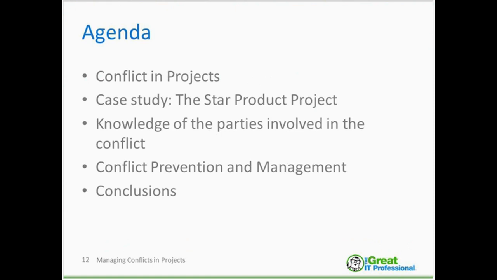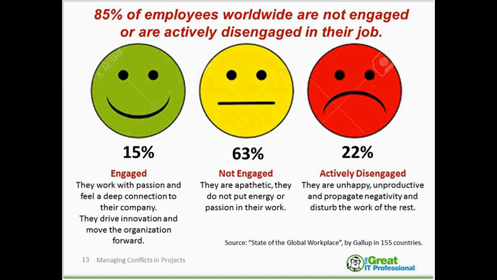We will begin talking about some effects of conflict in projects, and then we will recreate some situations of conflict in projects through the analysis of this hypothetical case named the Starfield project. After that, we will try to understand and know the parties involved in the conflict of this hypothetical case, to finish talking about some tools that help us to prevent and manage conflict.